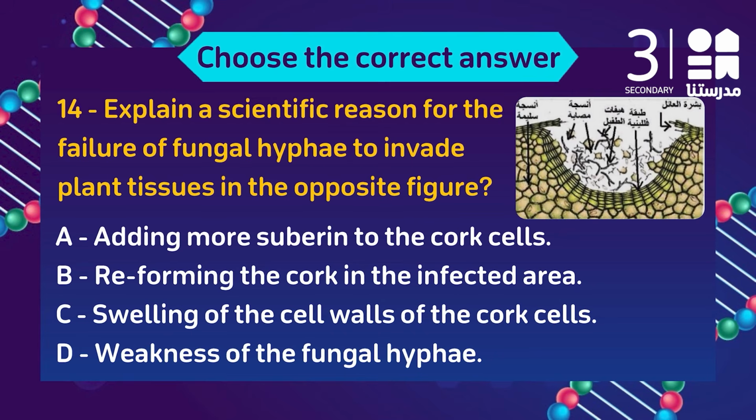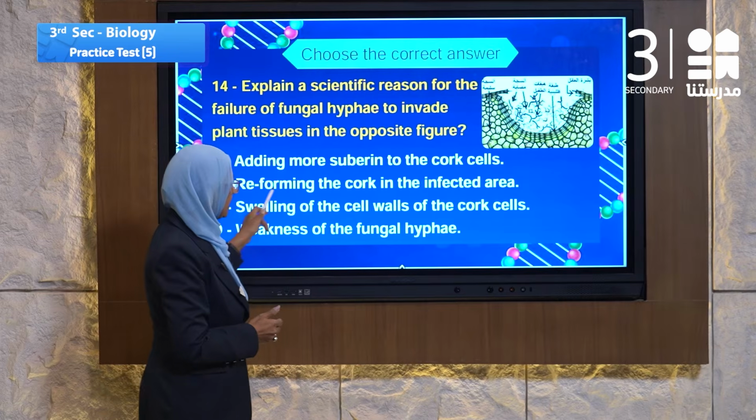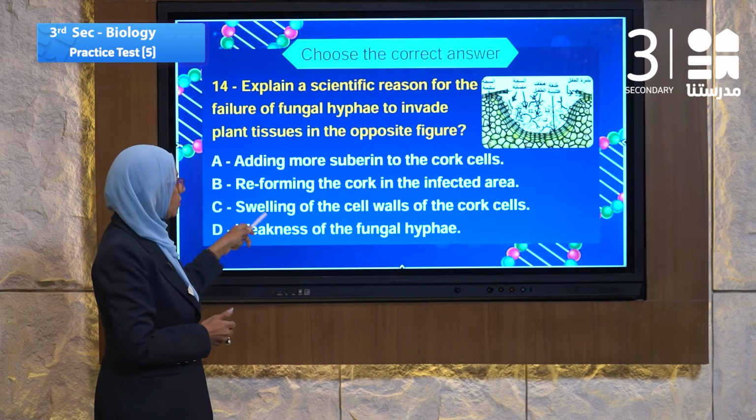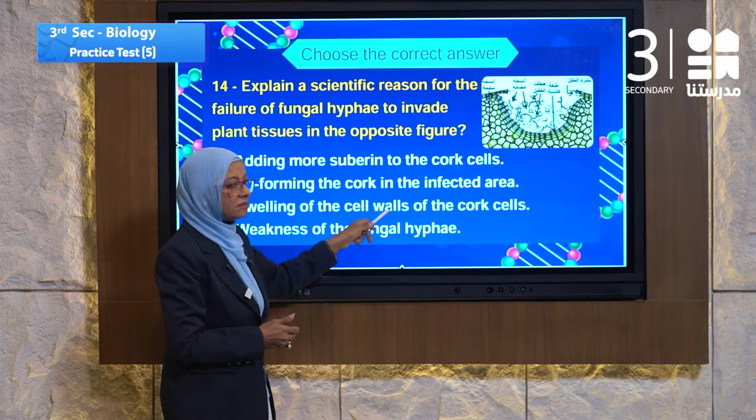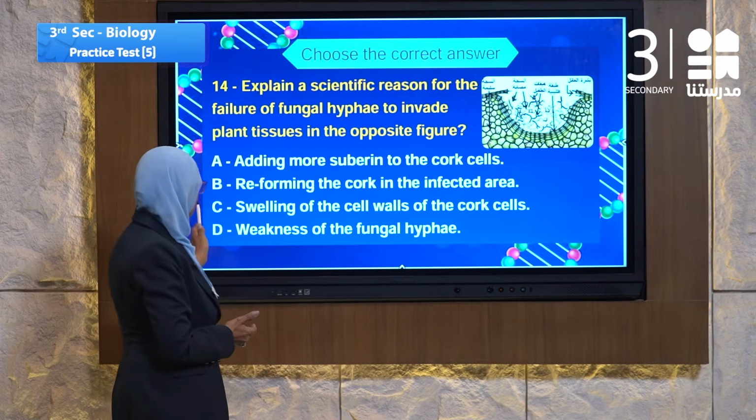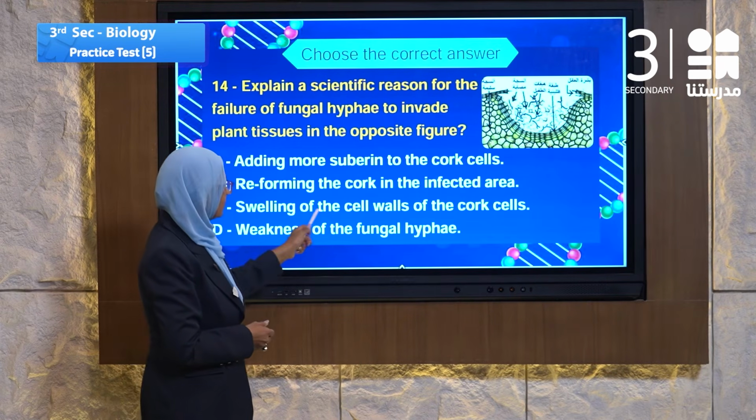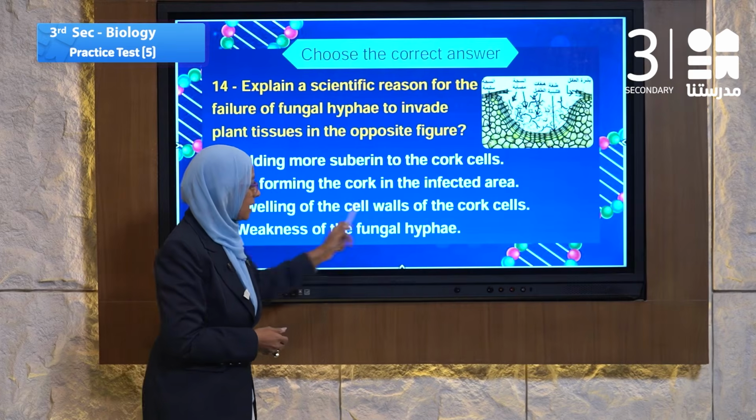A, adding more cyprin to cork cell. What is cyprin? Cyprin are particulate substances which participate in the cell. Number B, reforming the cork in the infected area. Maybe. Let's go to number C, swelling of the cell wall of the cork cells.